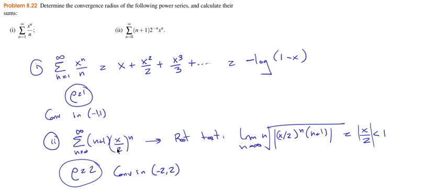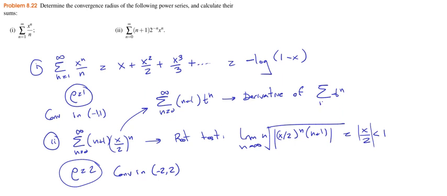And again, if x is 2, this is the sum of the natural numbers, and that goes to infinity, right? Now, what's this series? Well, you can write it like this. This is the sum from n equals 0 to infinity of n plus 1 times t to the n, right? Now, we know that this is the derivative of the sum of t to the n from n equals 0 to infinity, right? You can check if you don't believe me.